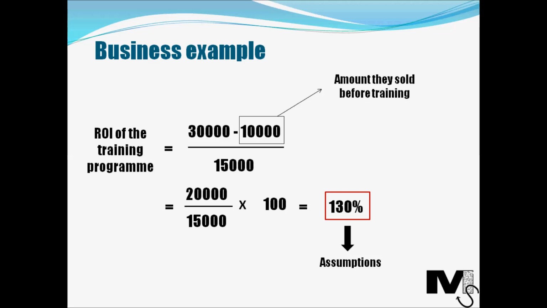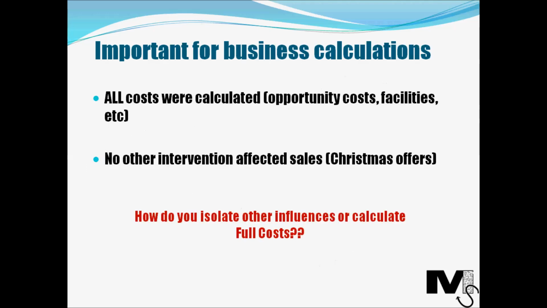Now, this calculation is definitely based on a few key assumptions in the business world. What are these assumptions? Firstly, all costs were calculated. The full cost of the intervention was taken into account. Now this could mean opportunity costs, like the cost of not selling while attending the training program, costs of the facilities for getting a trainer in or sending the team out, cost of the room, the projector, the amenities, etc. All of them were taken into account to come up with that cost figure.